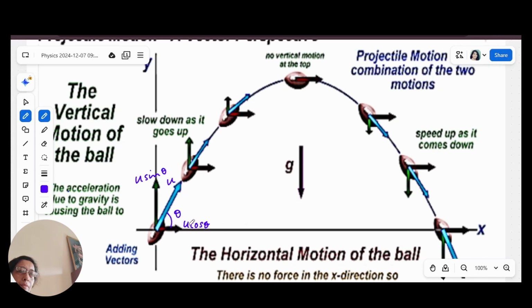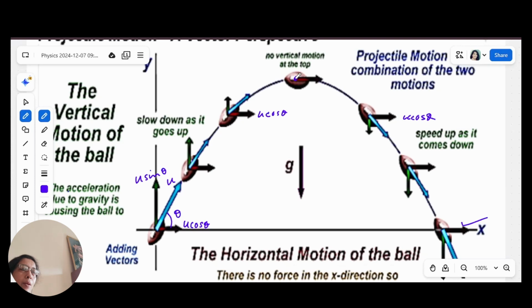Since there is no horizontal force, u cos theta will remain the same throughout the motion, here and everywhere, even before touching the ground. At this point also it will be u cos theta. But the vertical motion will be changing, or rather it will be decreasing due to the gravitational pull. And at the maximum height, the vertical component of the velocity becomes 0.